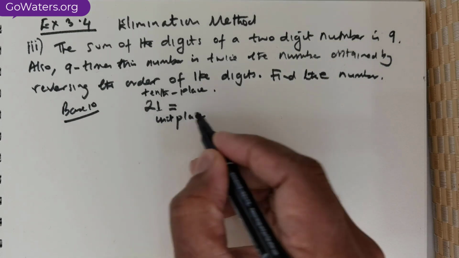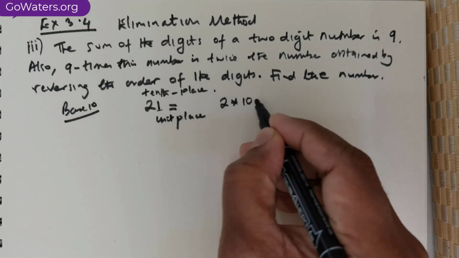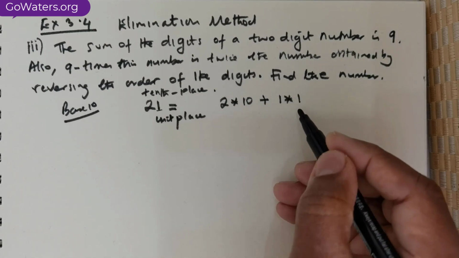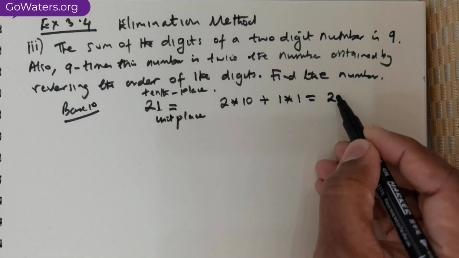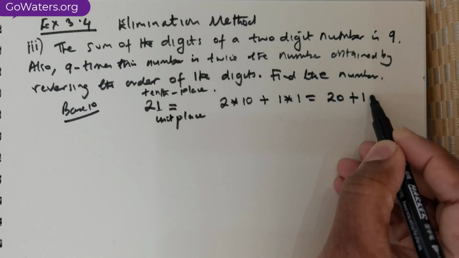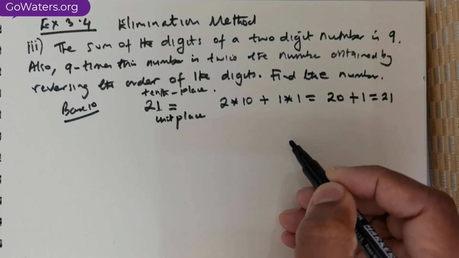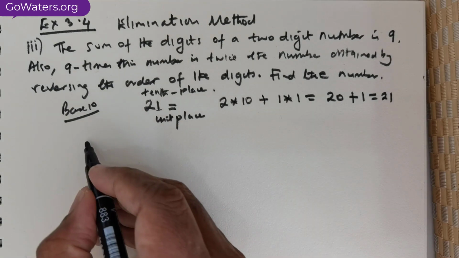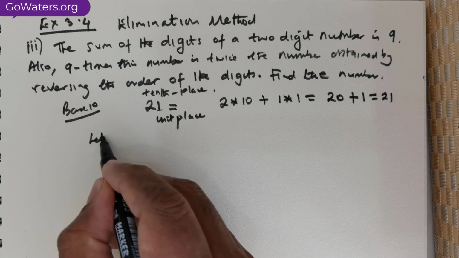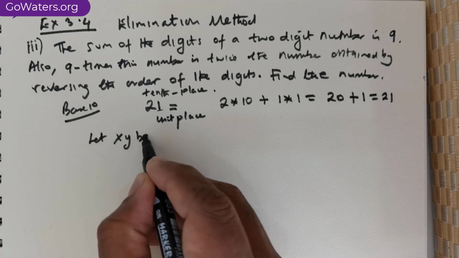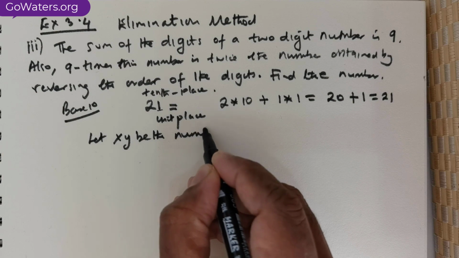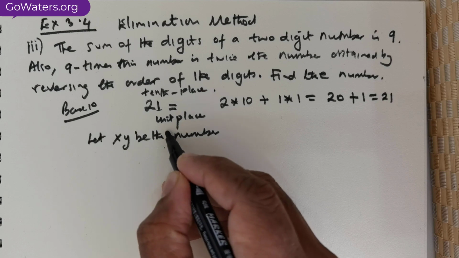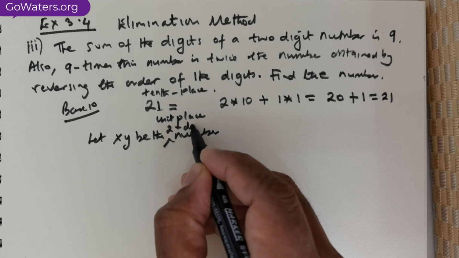Now this 2 is obtained by multiplying with 10, and this 1 is obtained by multiplying with 1. So 2 into 10 gives us 20, plus 1 into 1 gives us 1. So 20 added with 1 would give us 21. So that's the way the numbers are obtained. So if you are taking a number, say, let xy be the 2-digit number.